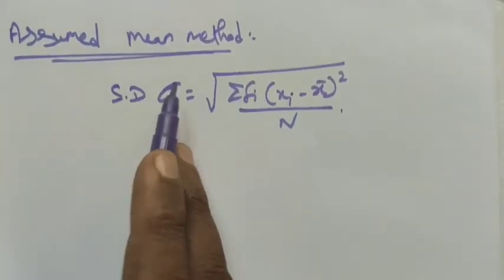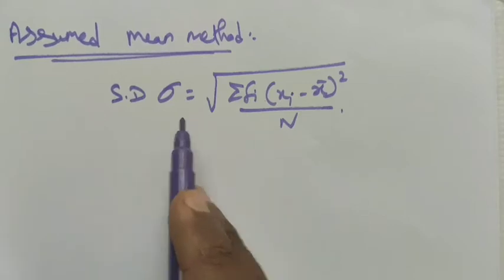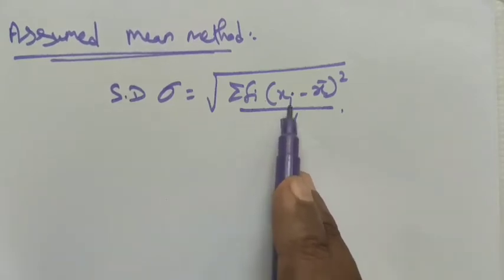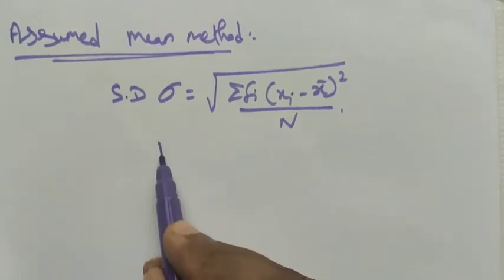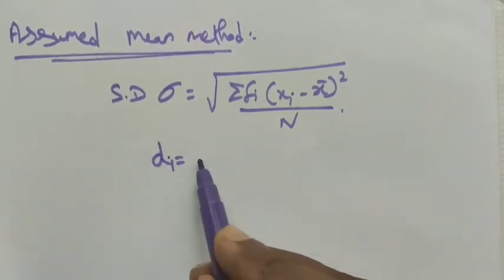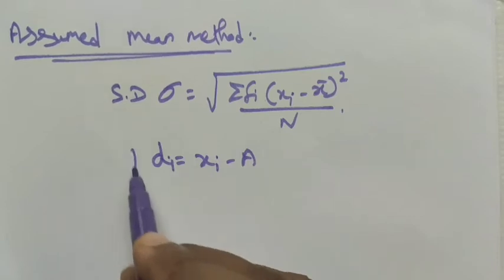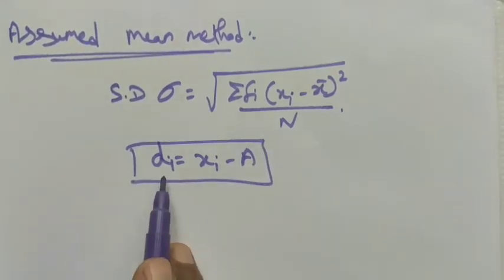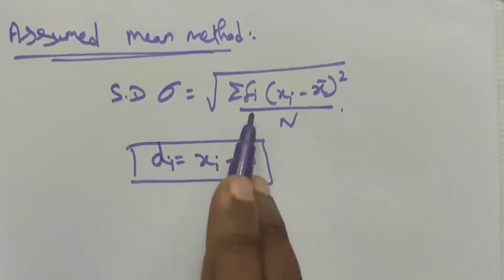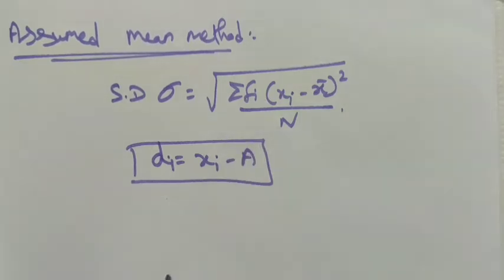Here we have the assumed mean method. Standard deviation sigma is equal to root of summation fi into (xi minus x bar) whole square divided by n. Here the deviation di is equal to xi minus a, where a is the assumed value. The deviation has changed into di equal to xi minus a, and this gives the actual standard deviation of the grouped data.